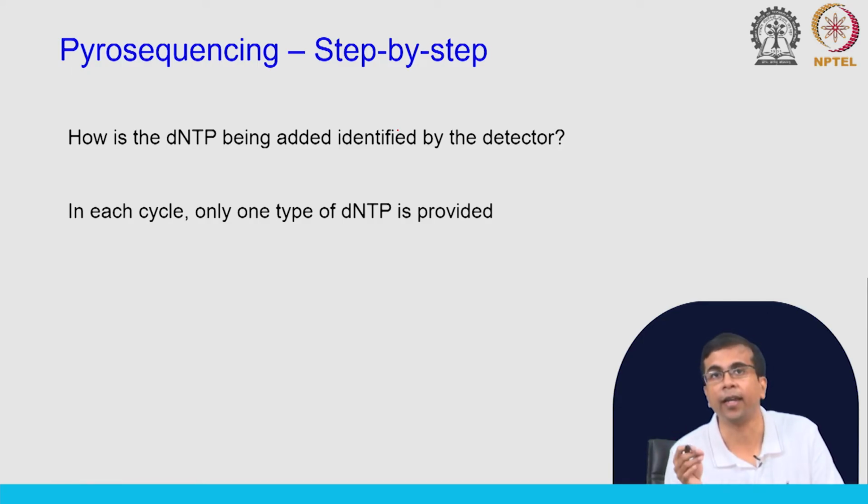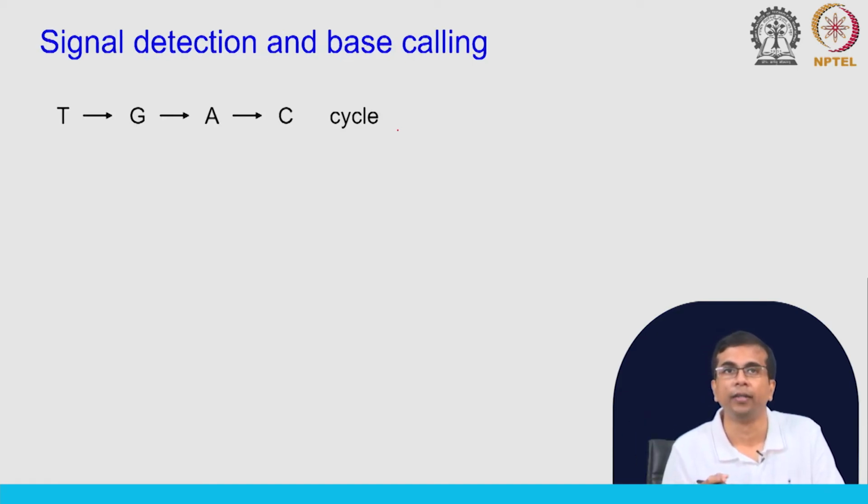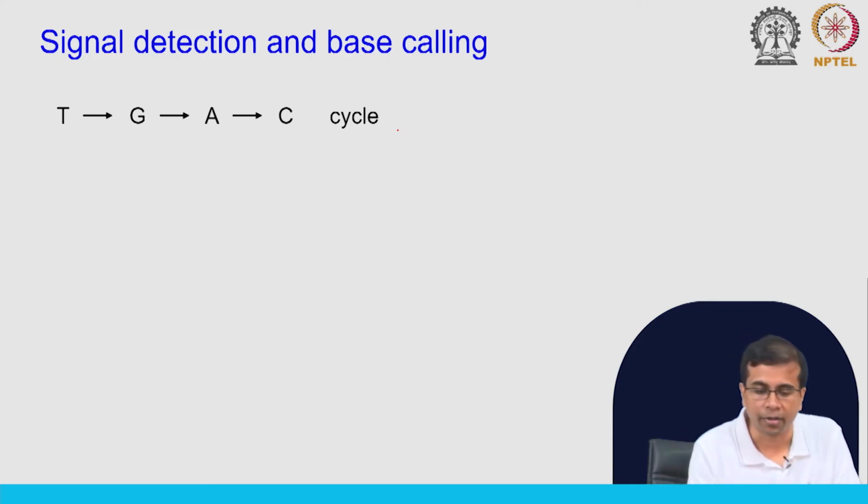So, in each cycle we provide only one type of dNTP. These are called cycles. We are adding one type of dNTP, let us say we provide A, we see if there is any signal, and then we wash away all these A's, and then we add G, let us say. We again wait to see if there is any signal or not, and then wash away G, then we continue this process with C, T, etc., and then we start again with G. So, this is a continuous process that happens for many cycles. Let us imagine how this will look.